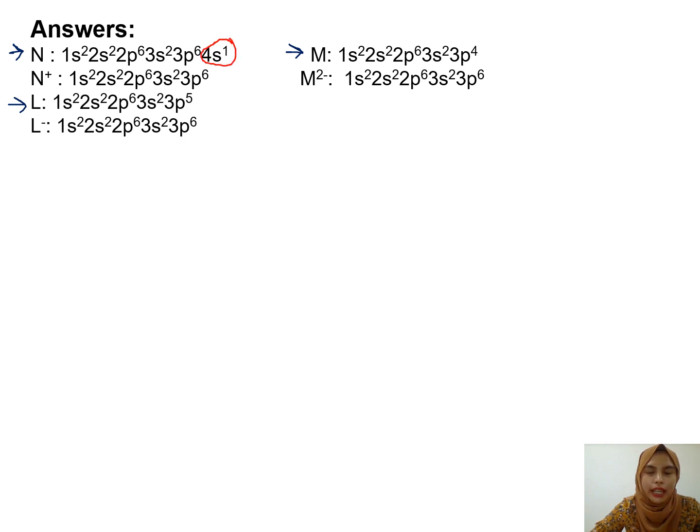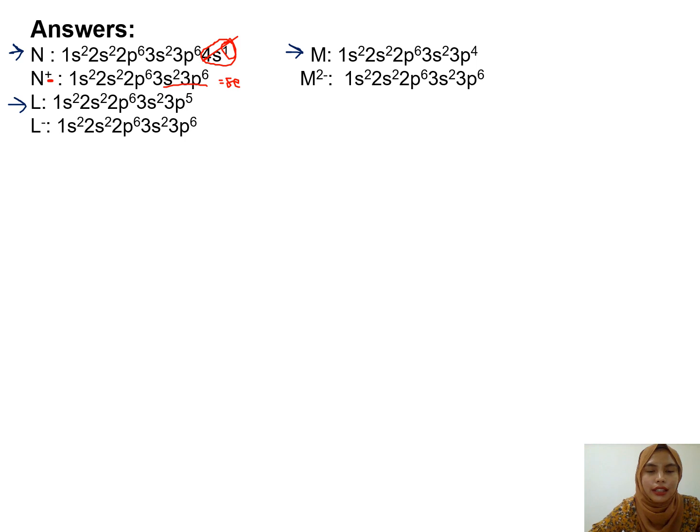Therefore, dia akan happily to remove this 4s supaya bila dia remove the 4s1, dia akan remove satu elektron kan, supaya dia akan dapat charge positif and positif. So therefore akan jadi octet lah, 3s2 3p6 kan equals to 8 elektron.